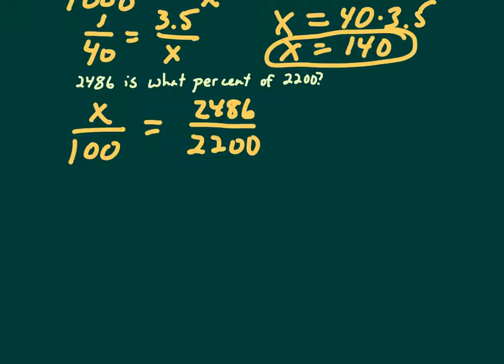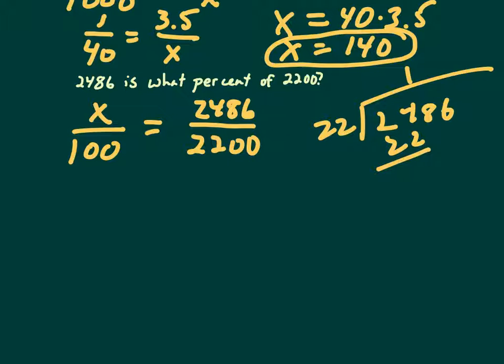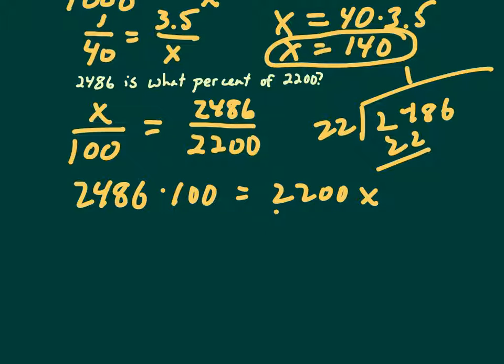Okay, so we can simplify for sure. So what are some common factors we have there? I'm not sure if we have 4. Should we check 22? You can just do that. 2486 divided by 22. We can check that. 100 times whatever is equal to 2200. What does 22 do? Okay, so did you do that? Times 100 equals 2200x. Divide by 2200, and then we can take out the 2 zeros, right?